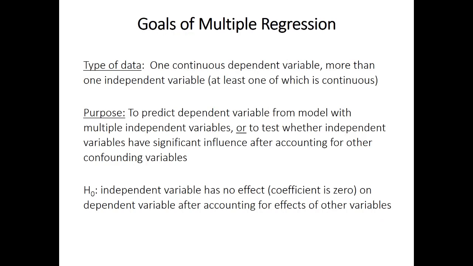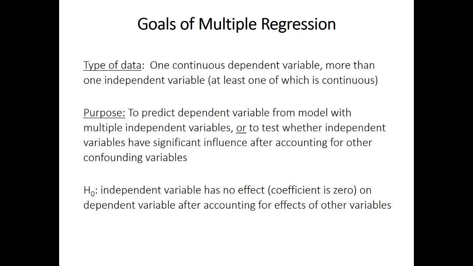So what are the goals and the requirements of multiple regression? Well, the dependent variable, which is the one that you want to predict, or the one that's being influenced by the other ones, must be a continuous variable. And in this case, there are multiple independent variables, at least one of which has to be continuous, but there can be a mix of continuous and categorical predictors or independent variables.